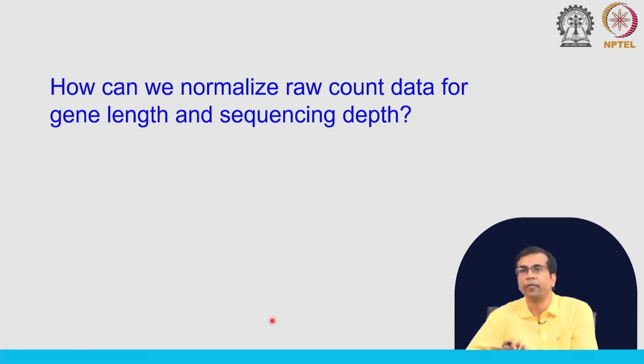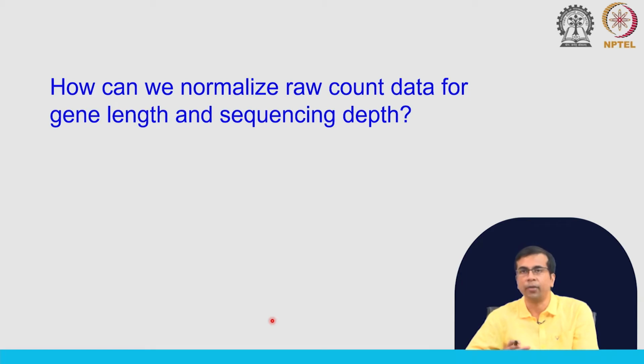If in a sample you have a larger number of reads, it is very likely that all the genes will also get more reads by chance. So, again we would have to do something about that variation in sequencing depth, so that we can actually do a fair comparison.